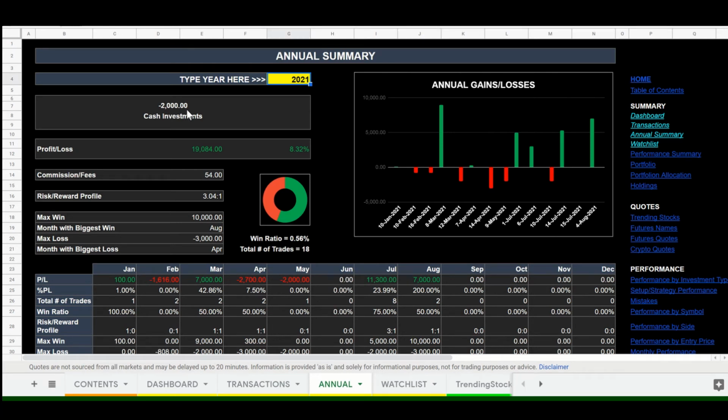So that's for this year. And your profit loss, because you deposited based on that other sheet, you deposited in 2020. Profit loss is this much for this year, and that's your percentage. How much commission have you used? So this is based on the currency that you put in the dashboard. So for our case, this is US dollar. All your commission is 454 US dollars for this year.